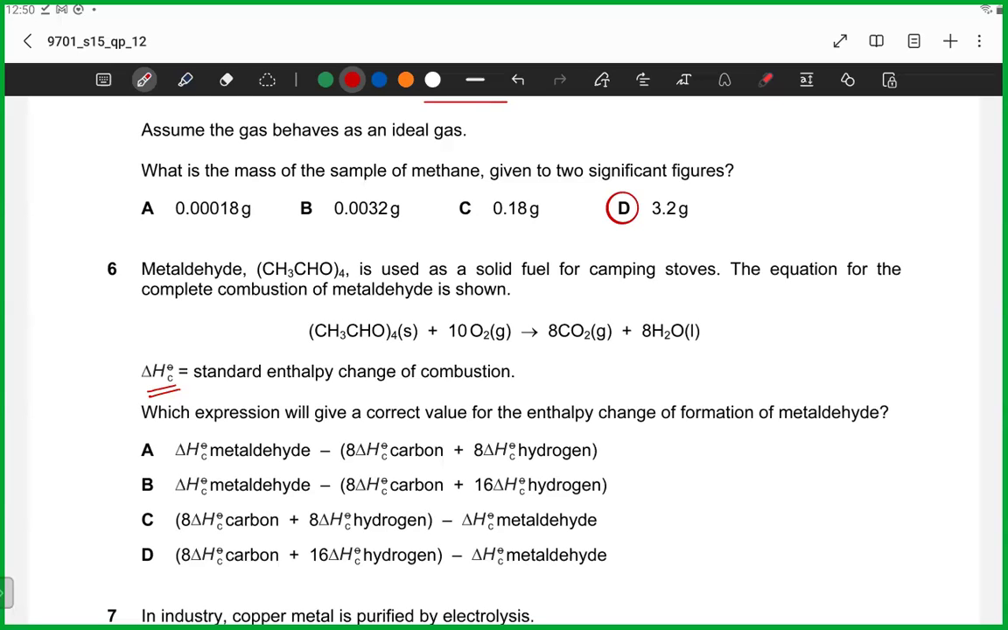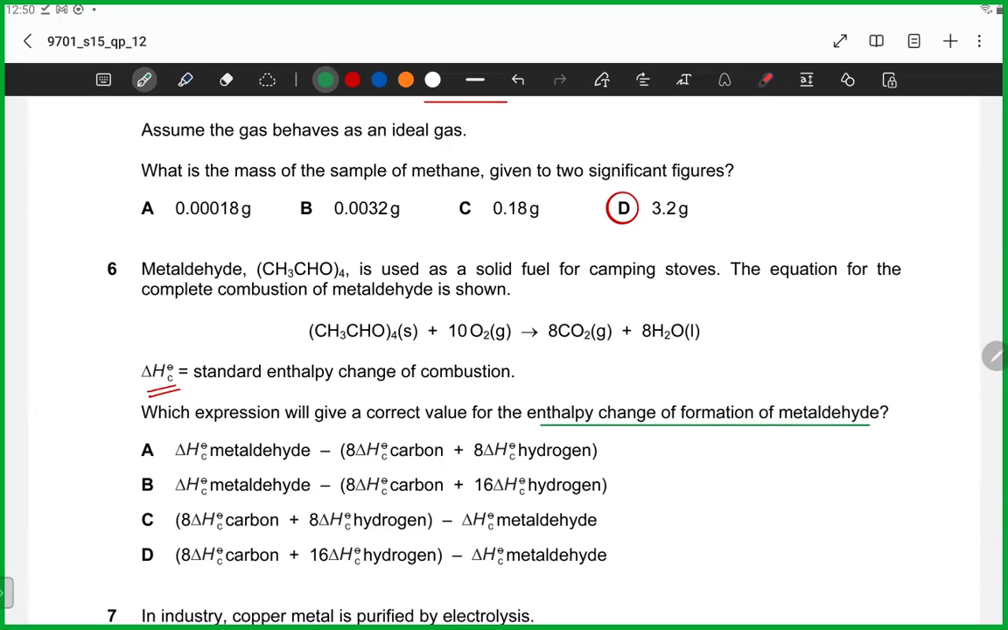what are the two formulas for finding the enthalpy using Hess cycle? One is based on enthalpy of combustion, the other one is based on enthalpy of formation. Hess's law will tell us the first path and the second path. Sorry, he's actually asking which expression will give a correct value for the enthalpy change of formation. So it's not the above equation; it's a different equation.